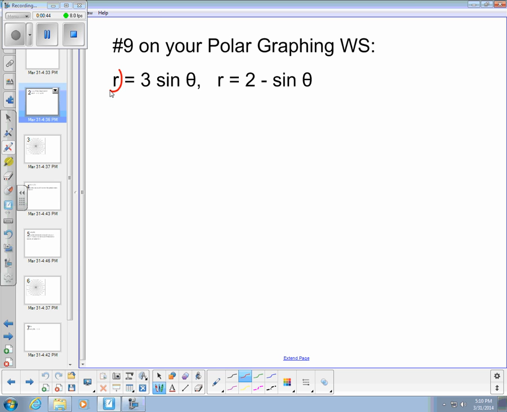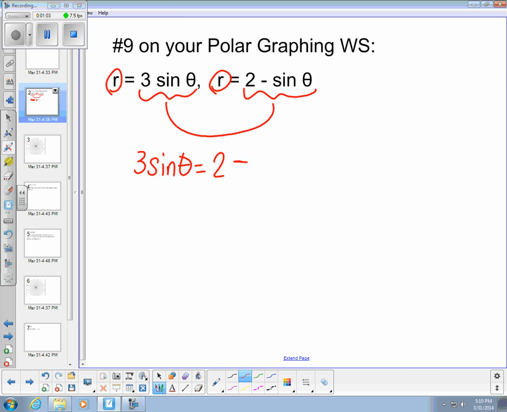So if r is equal to 3 sine theta and to 2 minus sine theta, then those two quantities have to be equal to each other. If they both equal r, those are going to have to be the same. So what we're going to do is set them equal to each other. 3 sine theta equals 2 minus sine theta. Now we have to solve this equation for theta, so we've got a trig equation.